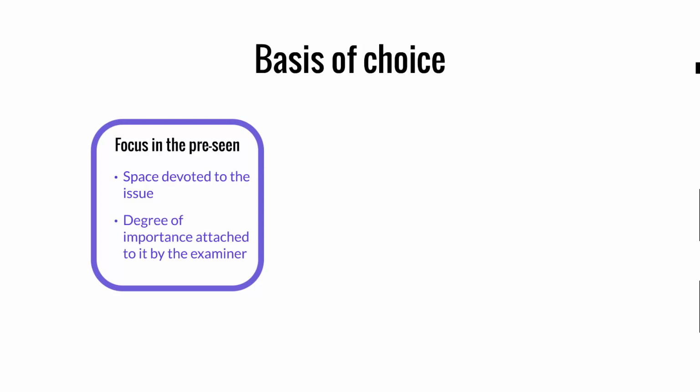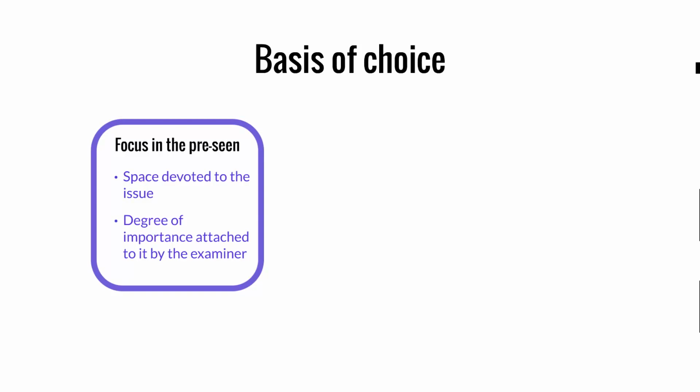There is also the degree of importance that is attached to the pre-seen by the examiner. So after each exam, an examiner will write up a report talking about what students did or didn't write enough about. So if there are topics that examiners repeatedly say students don't talk about enough, there's a potential likelihood that it may come up again and the examiners will be looking for you to talk about it in your actual exam.